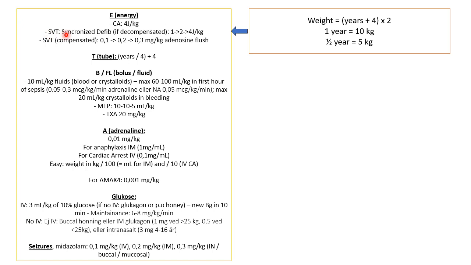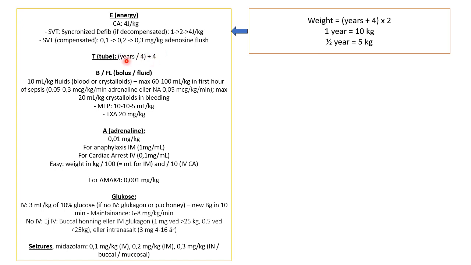This is synchronized defibrillation, where you push the synchronized button so that the shock is coming on the T wave. And here it's 1 joule, then 2 joules, and then 4 joules per kilo. And you'll see this, first one, then double the dose, and then double the dose of that, in several cases, also in adenosine when you're giving that.